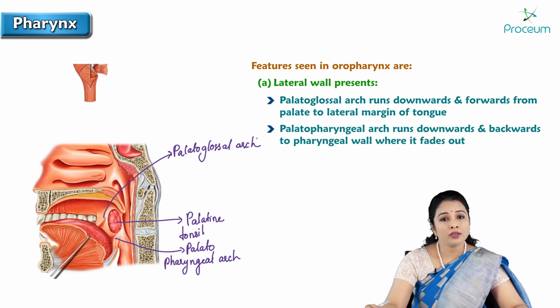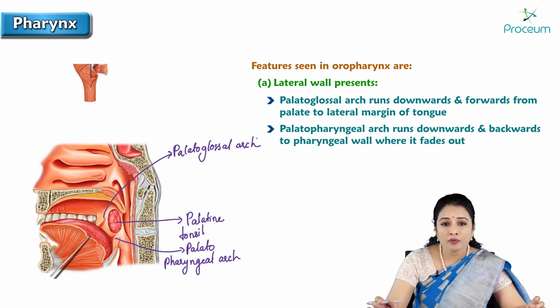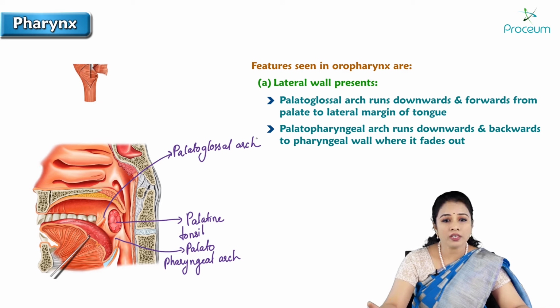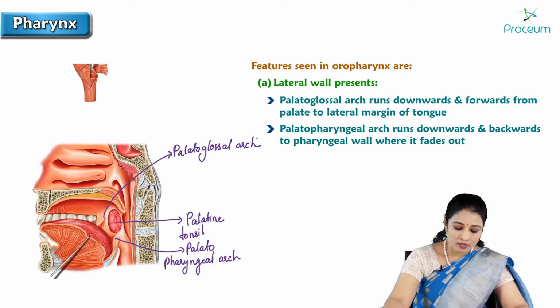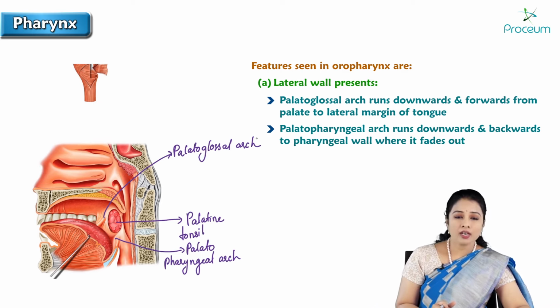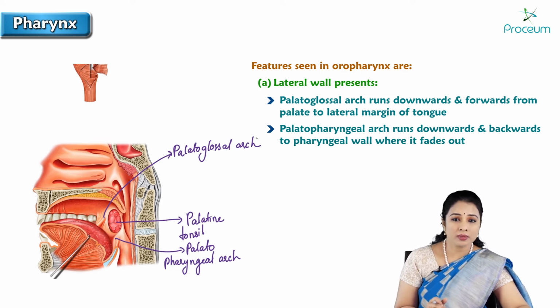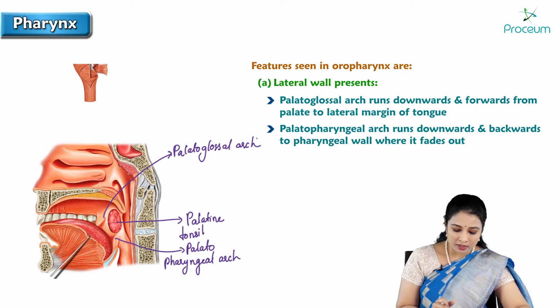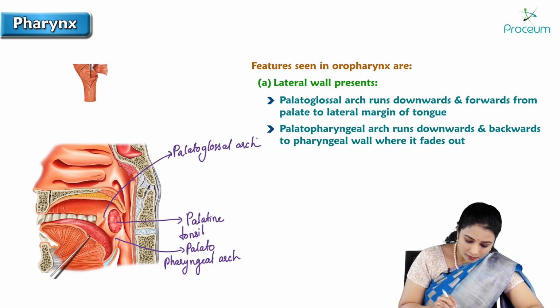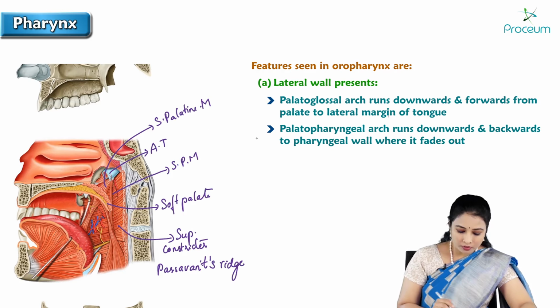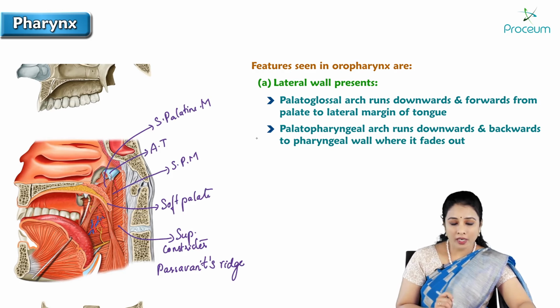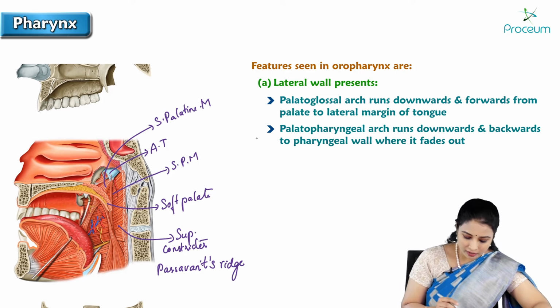Next, regarding the palatopharyngeal arch, it runs downwards and backwards into the pharyngeal wall, where it fades out along with the pharyngeal wall. So palatopharyngeal arch contains palatopharyngeus muscle. Palatopharyngeus muscle helps in the formation of passavant's ridge. So in this image we can appreciate palatoglossus and palatopharyngeus muscle.